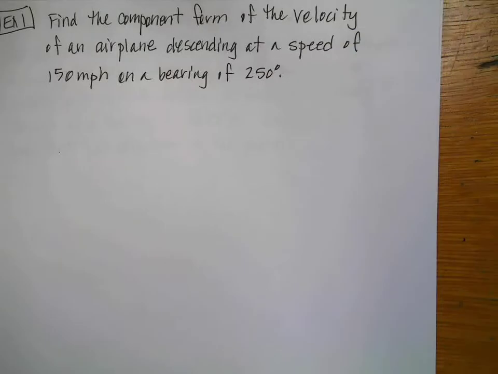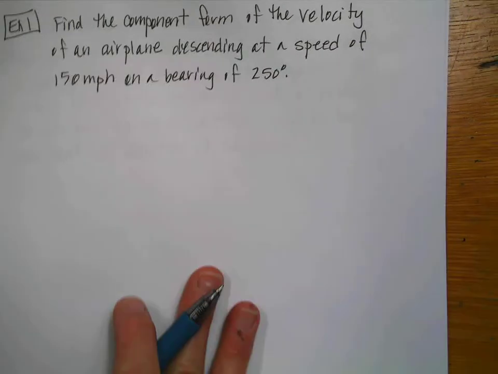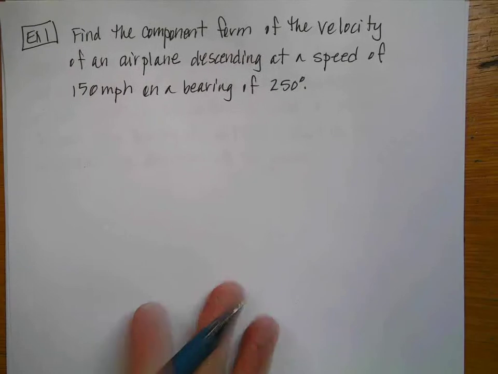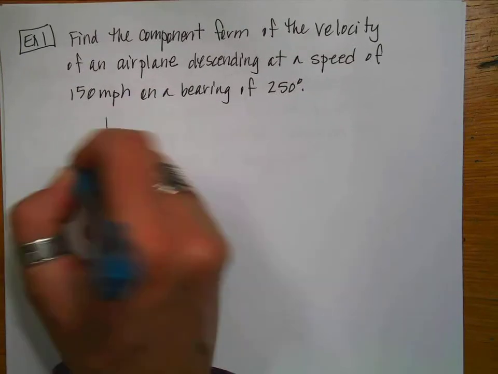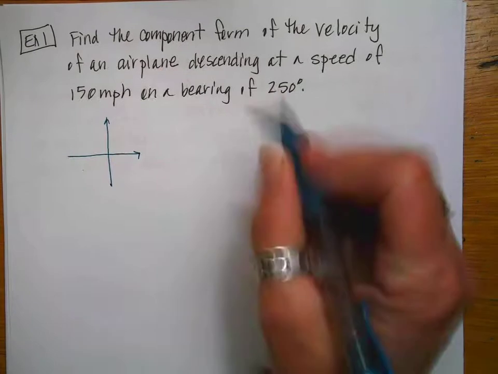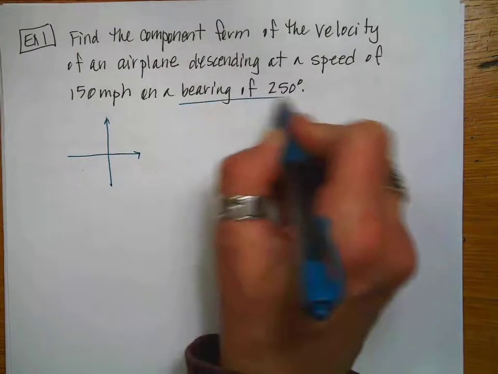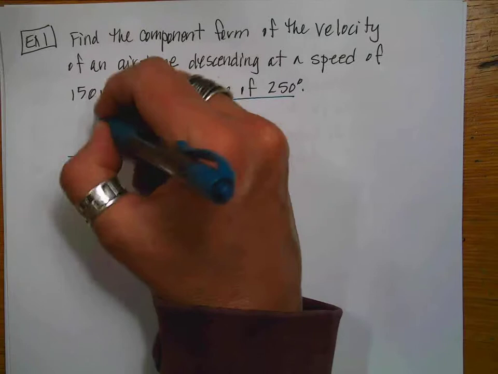Alrighty, so I've got an example set up for us. It says, find a component form of the velocity of an airplane descending at a speed of 150 miles per hour on a bearing of 250 degrees. So the first thing that I'm going to do is draw a picture, because we should always draw pictures first. And the first thing that I'm going to manage is my bearing of 250.